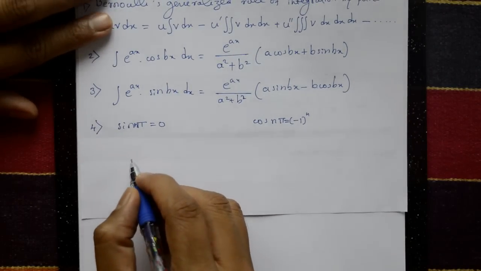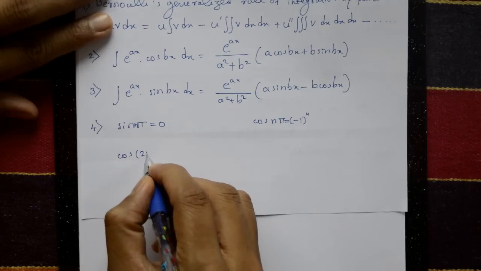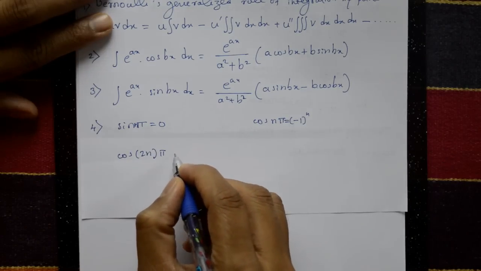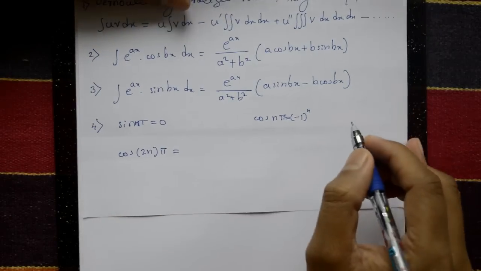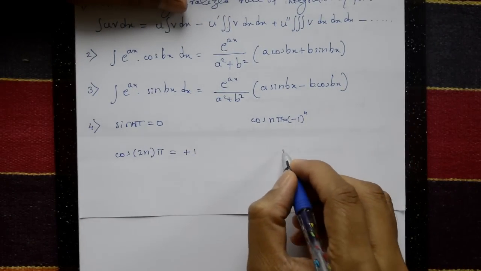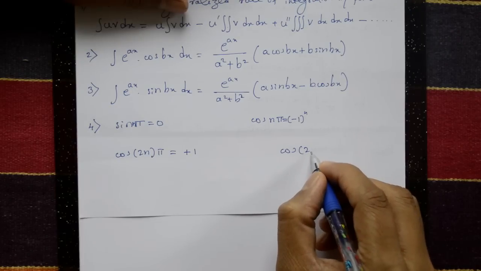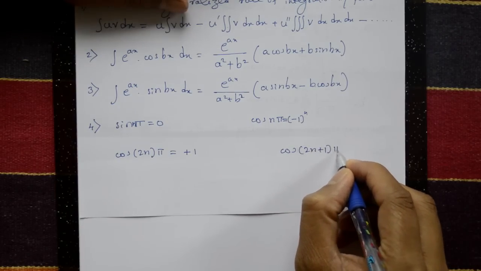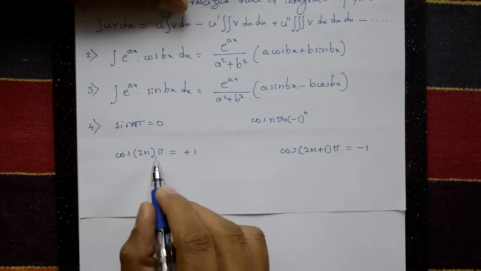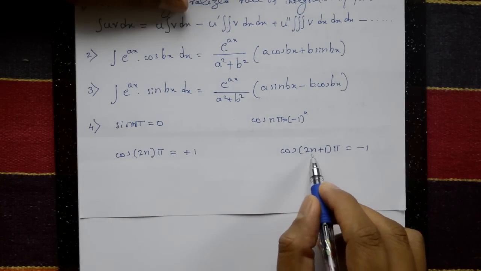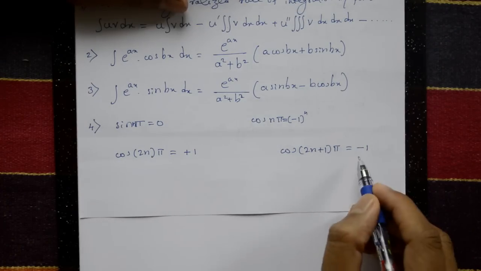Next one. Now cos of 2n into pi is equal to plus 1, and cos of 2n plus 1 into pi is equal to minus 1. See, cos 2n into pi is plus 1, cos of 2n plus 1 into pi is equal to minus 1. So when is it possible, plus 1 and minus 1?